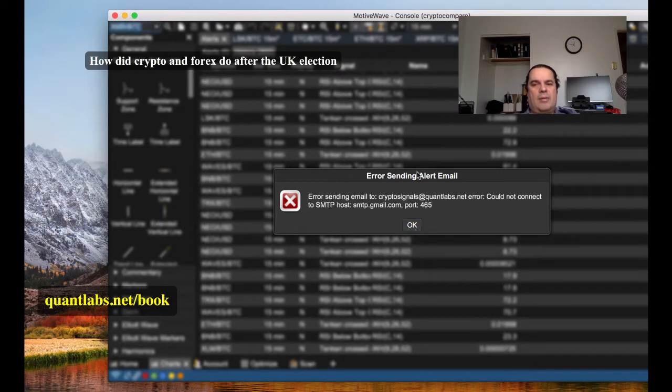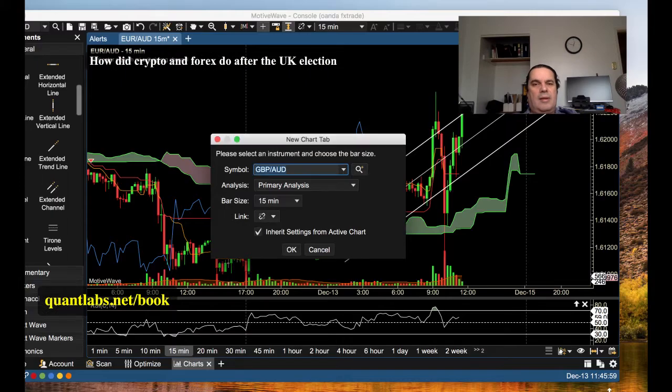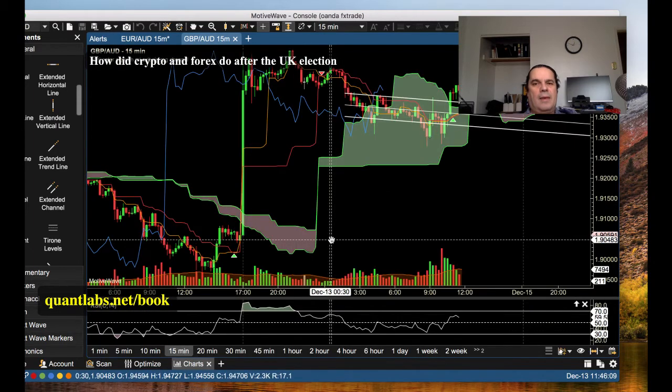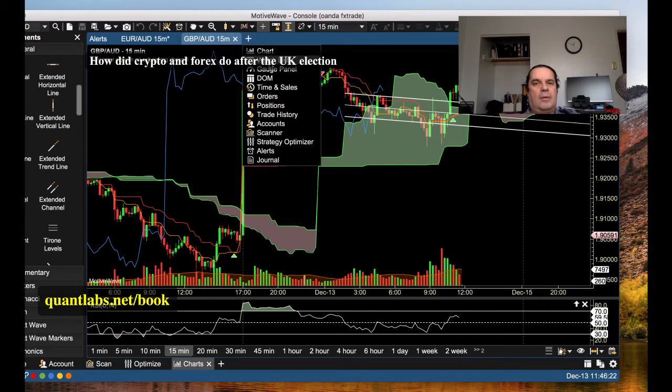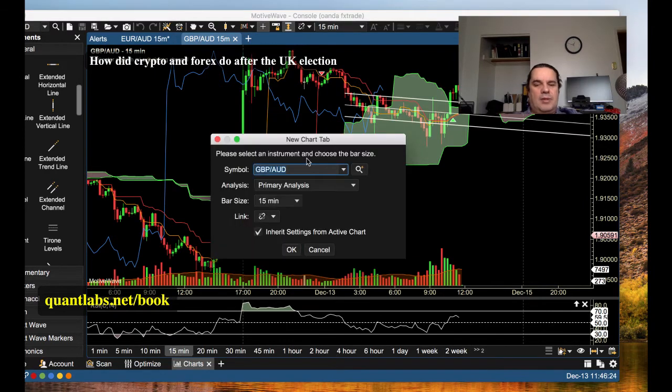Okay. We'll take a look at that in a minute. British pound against the... Okay, I get it. British pound against the Australian dollar. Yeah, it's nothing... Oh, actually, it is moving up. And then we'll do the pound against the USD. GBP against the USD.